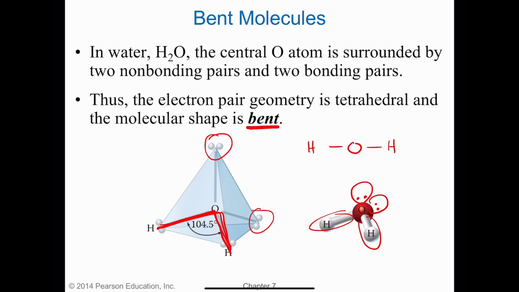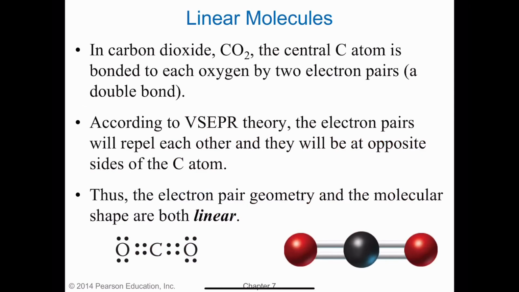It's still got 4 total groups, but 2 of them are lone pairs, called non-bonding, and 2 of them are bonds, so they're bonding, and that's why we get the bent shape. Linear. So I used CO2 before, but CO2 is also a classic example of a linear molecule. So linear, as in it's just forming a straight line.